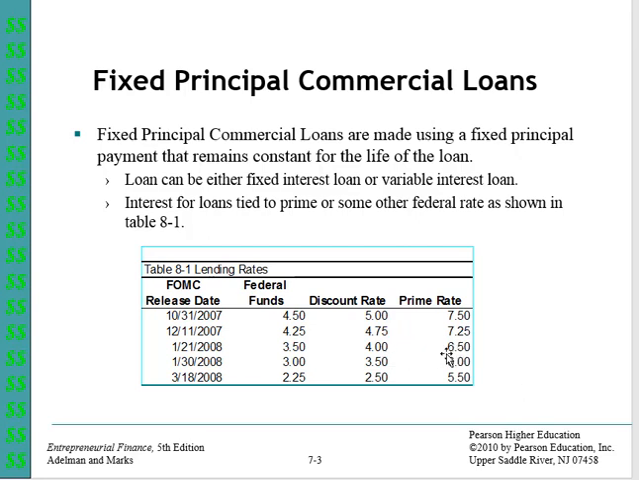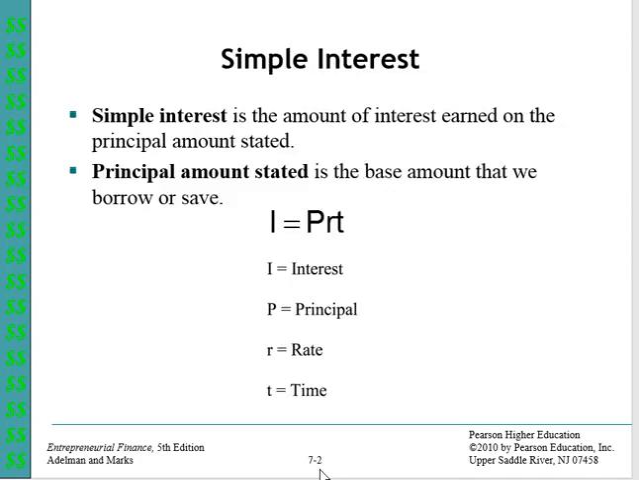Now, from time to time, they could change that interest rate. In fact, if you look here, they changed. In 2008, it went from 2.5, now it's 3%. So they've changed the discount, or the amount that you pay that's different on the prime rate.